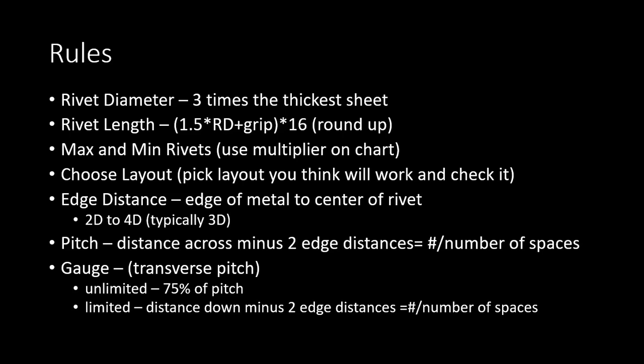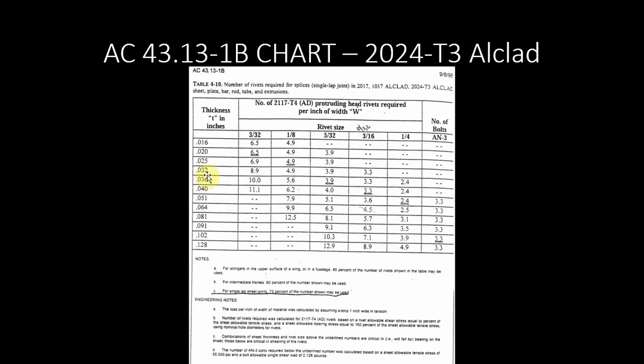In order to do max and min rivets, you'll use a multiplier on a chart. So, like if we had 40 thousandths as our thickest sheet, and we were going to use a 4/32 or 1/8 rivet, our multiplier is 6.2, and we're going to multiply that by the width of pitch.